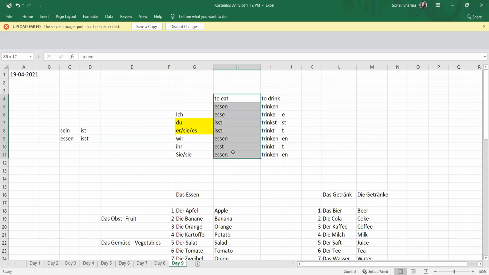Same way you can go for the essen part. So essen Sie Apfel gern? Do you like to eat apples? If I say no, so nein, ich esse keinen Apfel. Here you have to use accusative. Ich esse keinen Apfel.